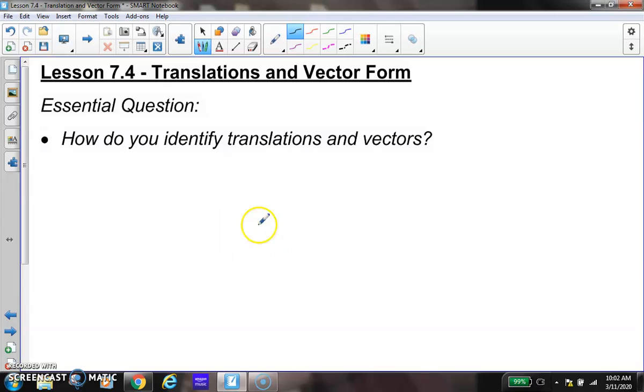In today's lesson, we are going to be learning about translations and vector form. So take a moment to copy down the essential question: How do you identify translations and vectors? And when you're ready to go, you can go ahead and push play.